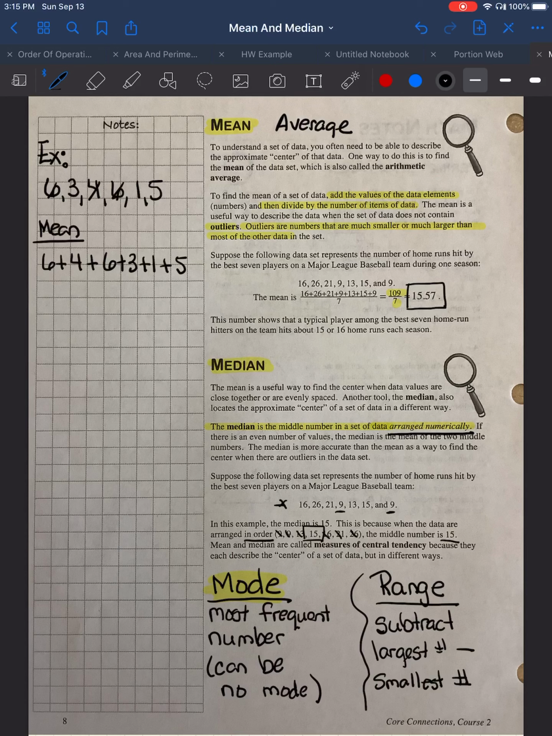So I got them all: 6 plus 3 plus 1 plus 5. Okay, I didn't put them in order, but I put them in an order that I wanted them to be in. And I'm going to divide by 1, 2, 3, 4, 5, 6 because there's 6 numbers there. Now, the reason I put them in that order is because 6 plus 4 is 10. 6 plus 3 plus 1 is 10 plus 5 more. So that adds up to 25 divided by 6.